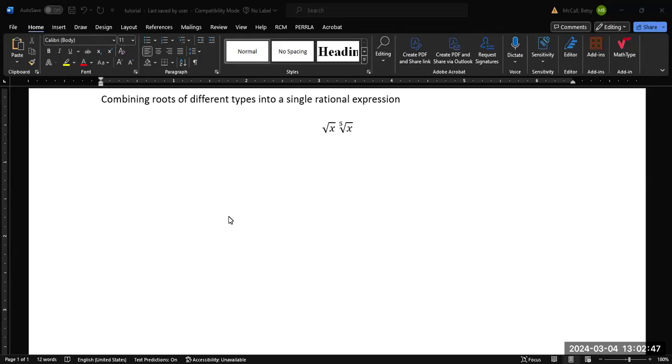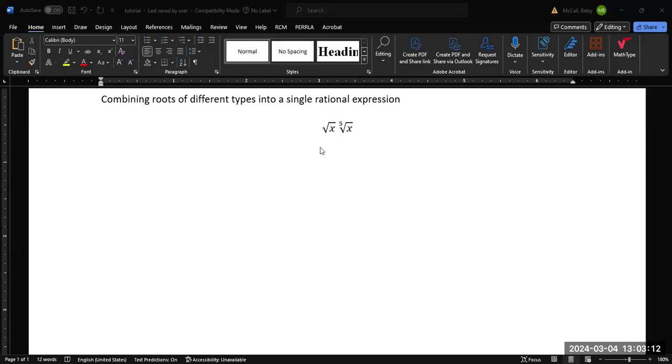All right, so in this video, we're going to look at how to combine roots of different types into a single rational expression. So here we have the square root of x multiplied by the fifth root of x. And so we'd like to make that into a single expression, some sort of root of just one x, maybe a power of x, but x without having two different kinds of roots.